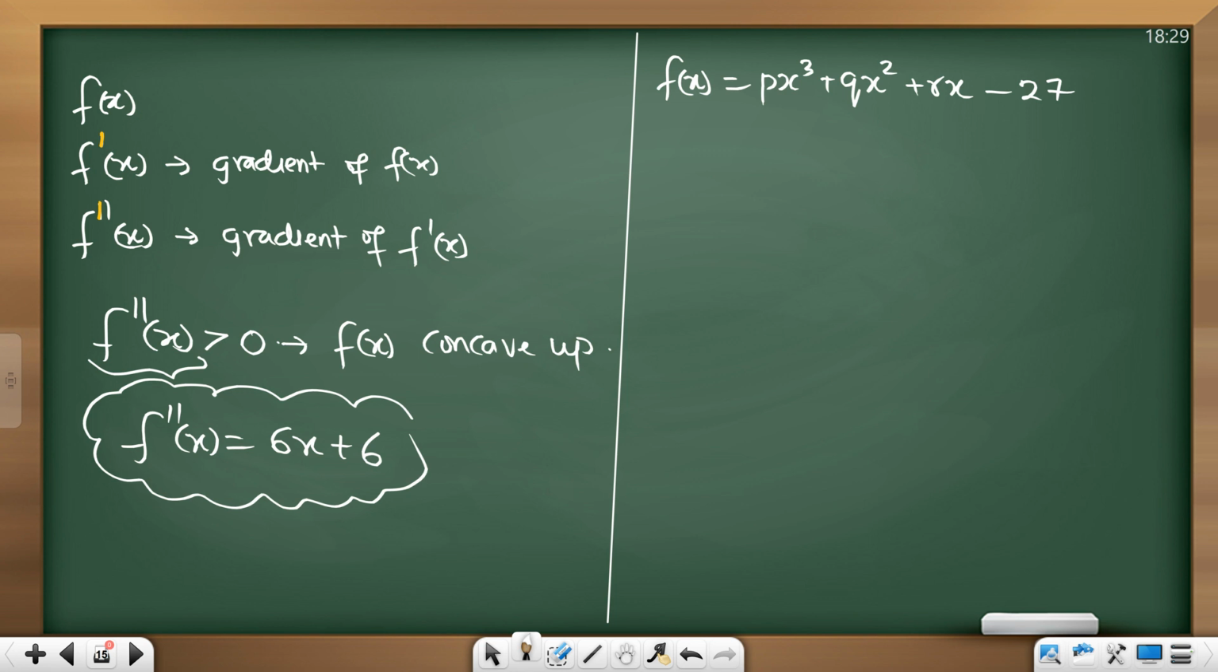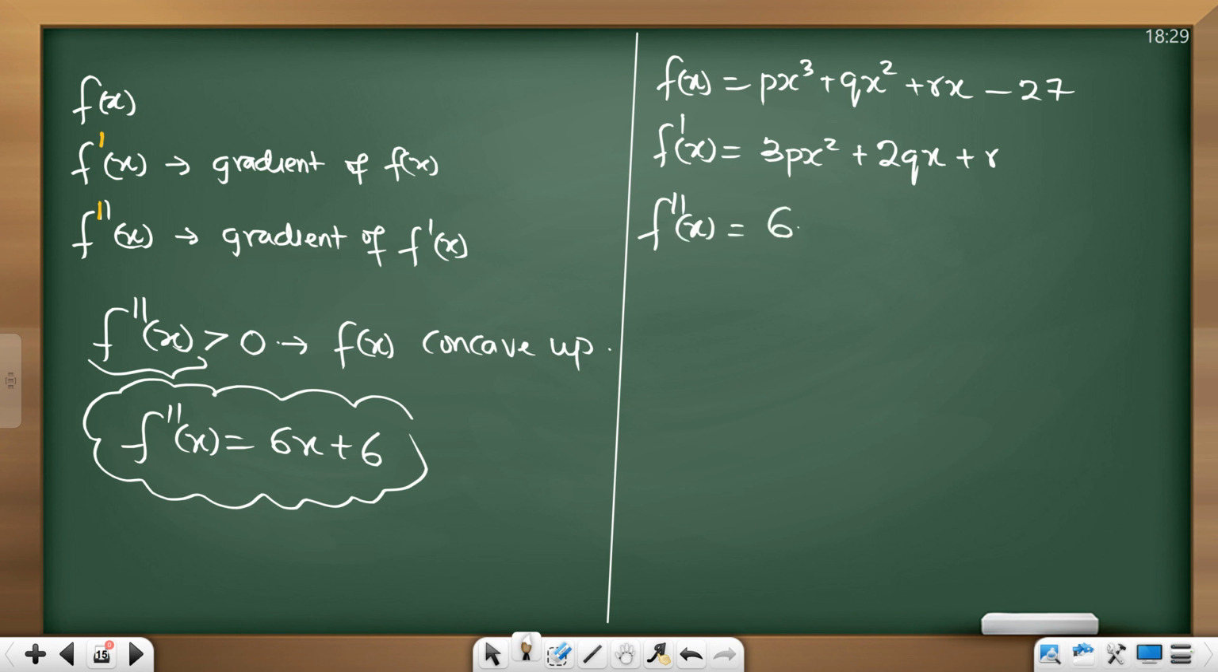Now, if you want to get this thing right, derive what you are given, or derive the unknown until you get to what you are given. Can we derive this? What are we going to get? 3px squared plus 2qx plus r. Make sense? But we don't know that function either. What function do we know? The second derivative.